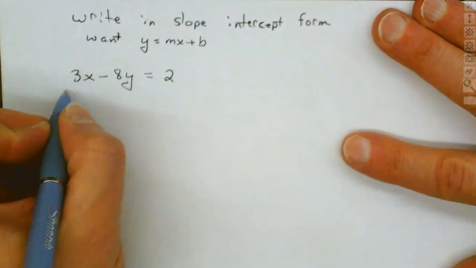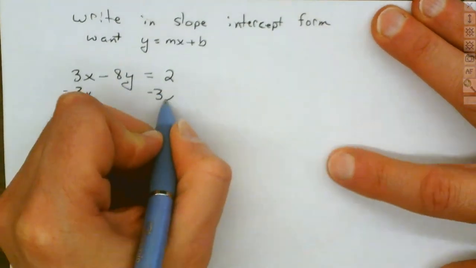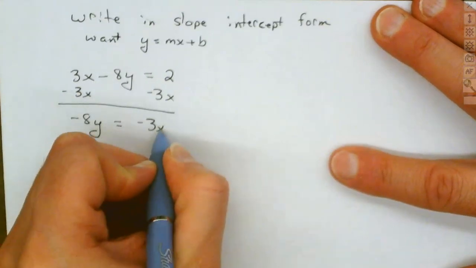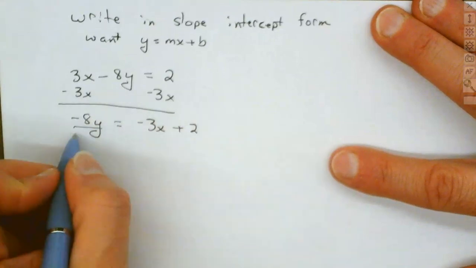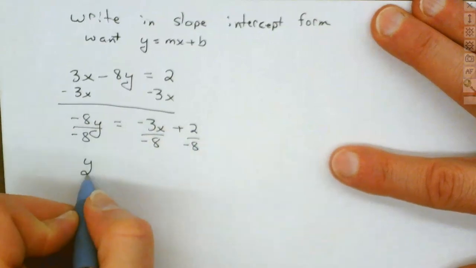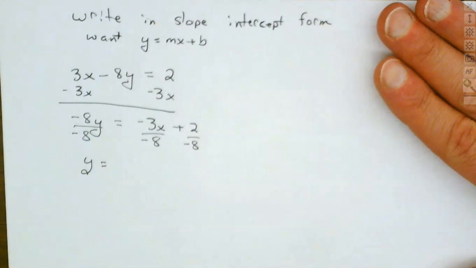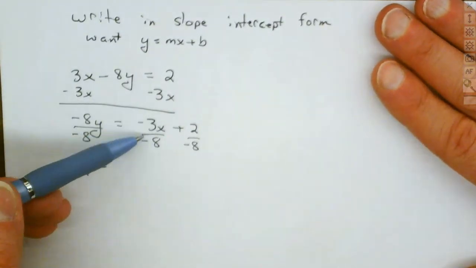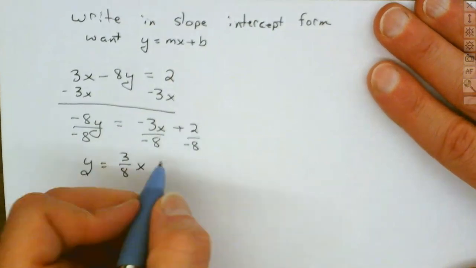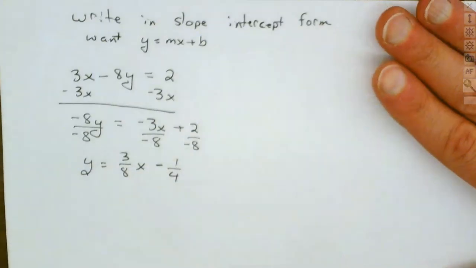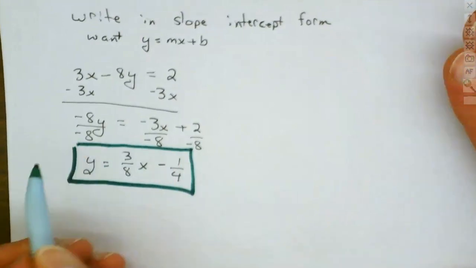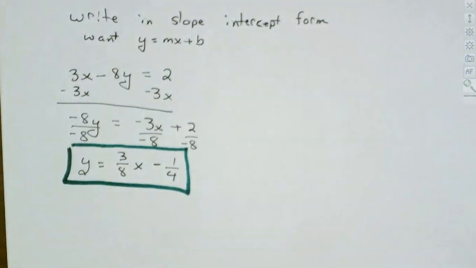So we're going to solve it for y. So we're going to move that 3x over. And now we've got minus 8y equals minus 3x plus 2. And we'll divide by our negative 8. And always make sure you reduce. You need to reduce this down as far as you can, if possible. Negative over negative makes it a positive 3/8 x. Positive over negative leaves it as a negative 1/4. So that is your answer in slope-intercept form.